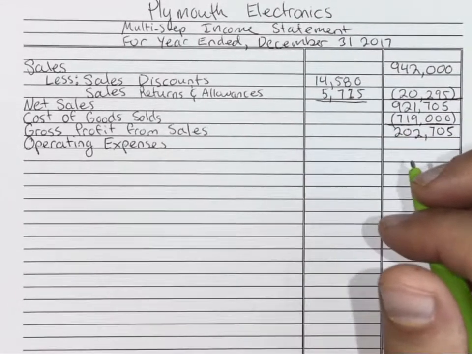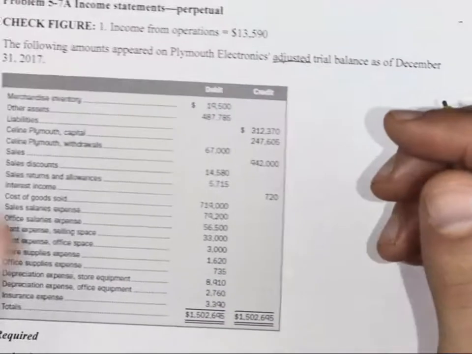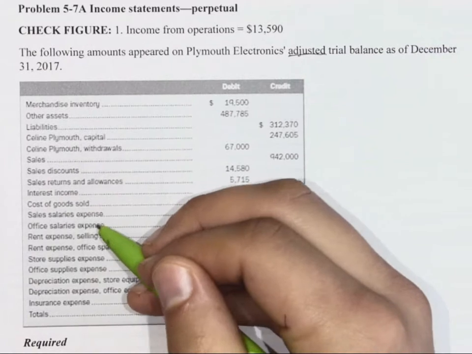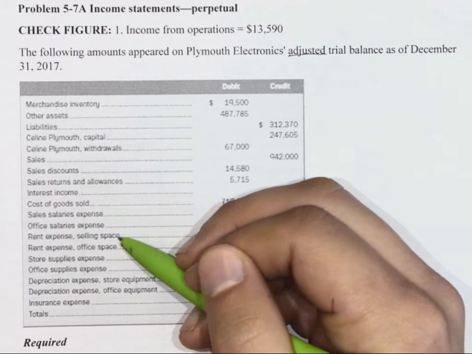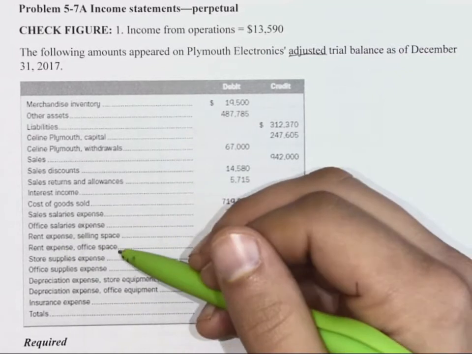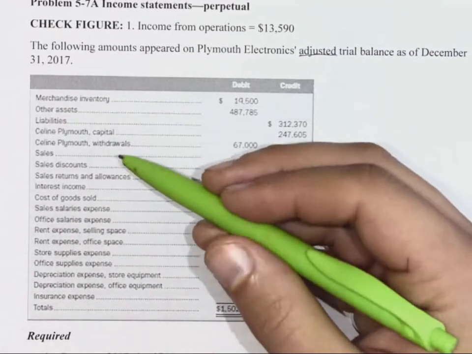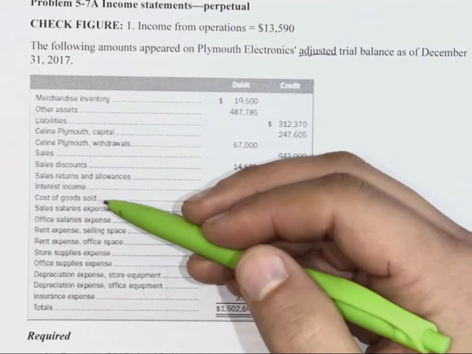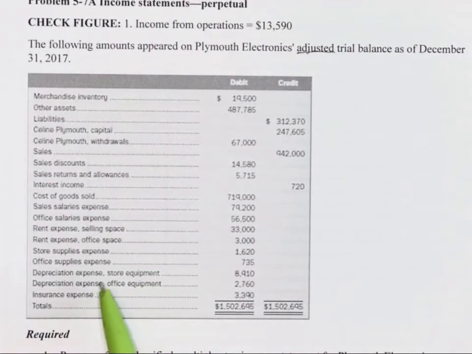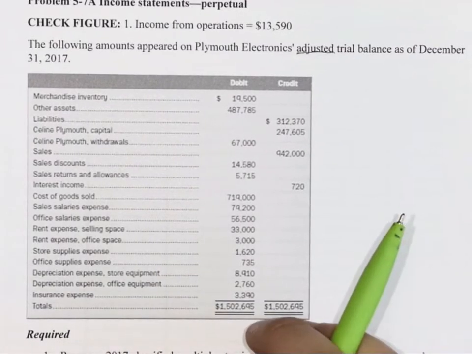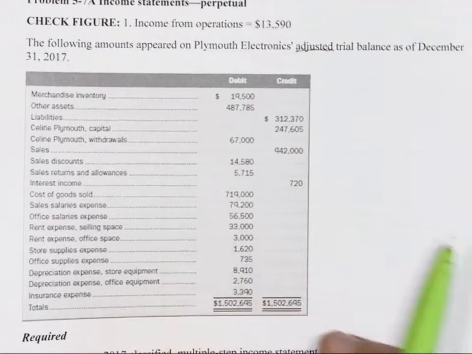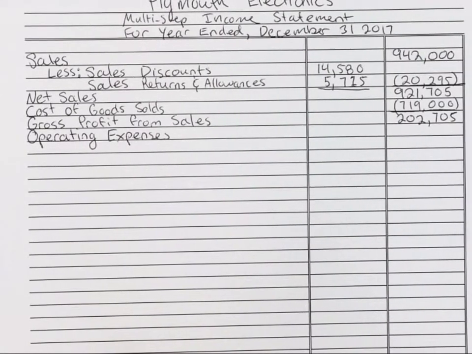So you'll see here in the example that they've split it up for us to include rent expense for the selling space, which would be like a showroom, and rent expense for office space, which would be the back end. So we have different expenses, some for selling, some for office. Depreciation for store equipment and depreciation for office equipment. So they've broken it down for us, which is what you'll see on your midterm and your final. And the first one we'll take is our selling expenses.